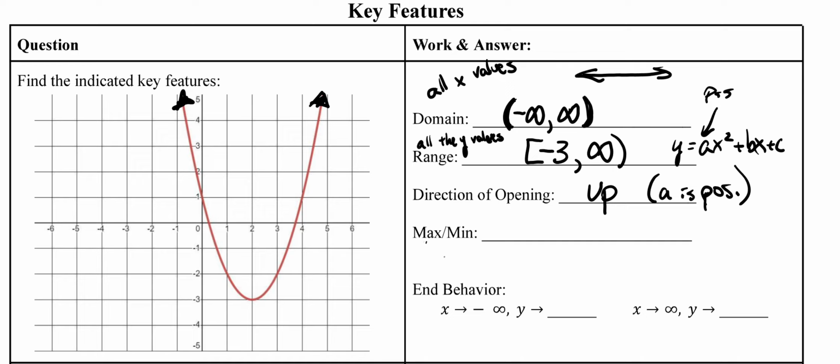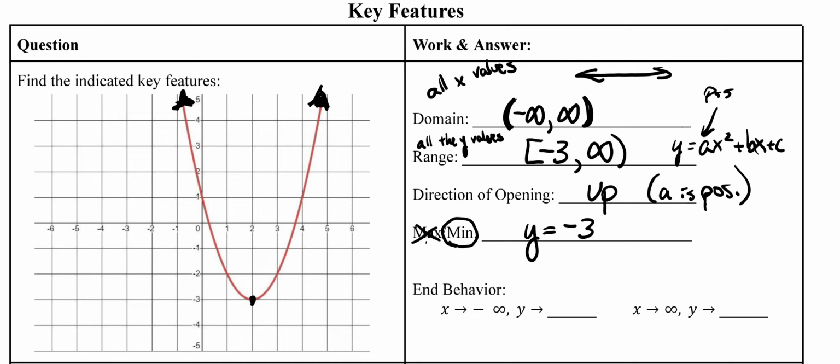And then maximum, minimum: does it have a highest point? That would be the maximum. Does it have a lowest point? That would be the minimum. And since these arrows continue on up, there's not a highest point. It's always going to continue to get higher. But there is a minimum. There's a lowest point. And so it's just that value there, and we would say that y equals -3. So what's the lowest value of y is what we're talking about when we talk about maximum or minimum, the y value. And so we would write y equals -3.